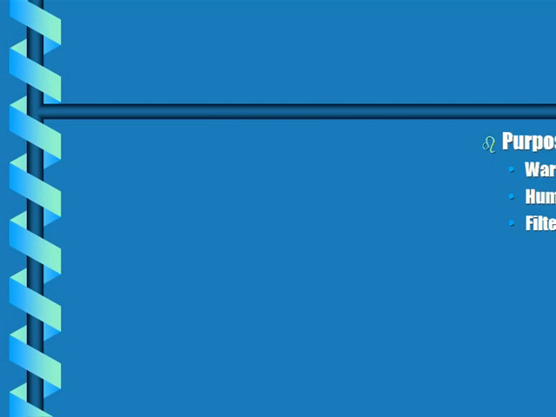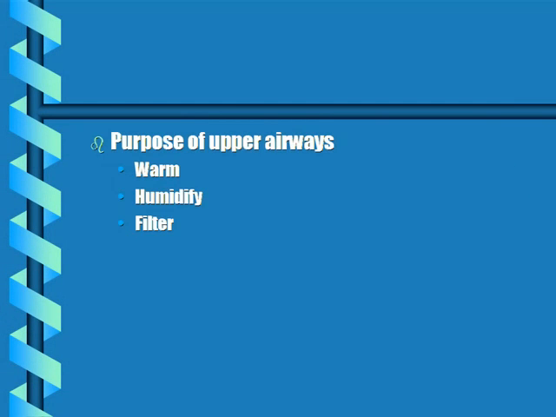The purpose of your upper airways is to warm, humidify, and filter the air. When you lose your upper airways, your nose and your mouth, that piece is gone. So if you have somebody who is intubated and on a ventilator, or trached and on a ventilator, or trached permanently, they lose that warmth, humidity, and filtering capability. And we need to provide that to them some other way.